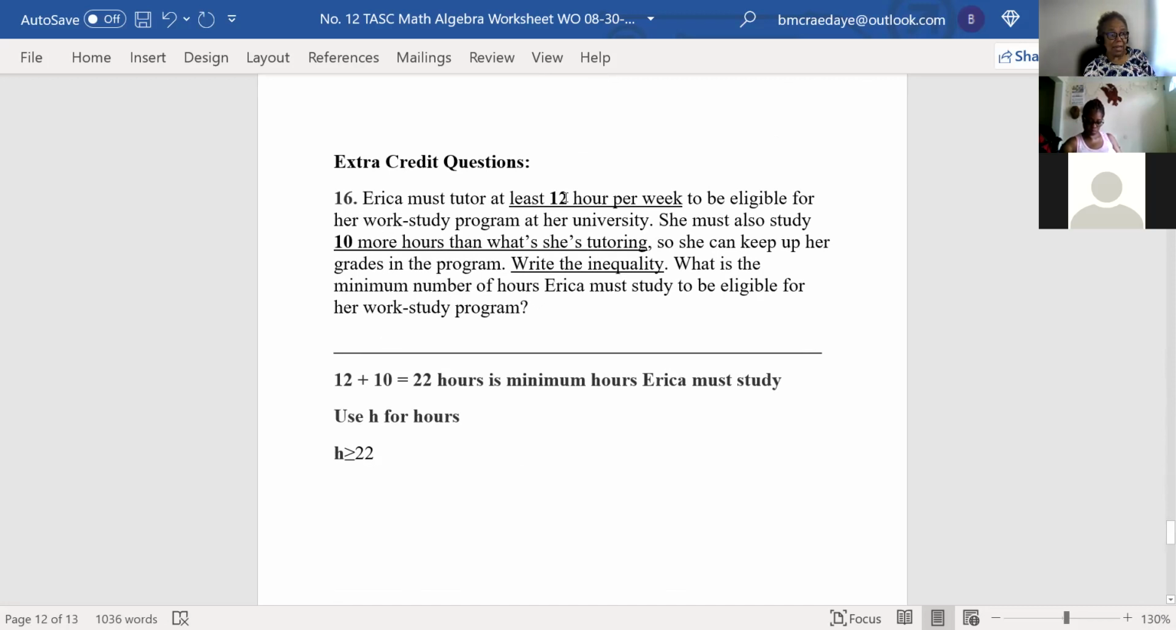10 more hours added to 12 gives 22. So the minimum hours she must study is 22. And then the inequality is number of hours greater than or equal 22. Okay, so that's the answer. There were two parts. You had to write the minimum hours, which is 22, the sum total of what she tutors and the additional hours she must study. And then the inequality is the total number of hours has to be greater than or equal 22. All right.